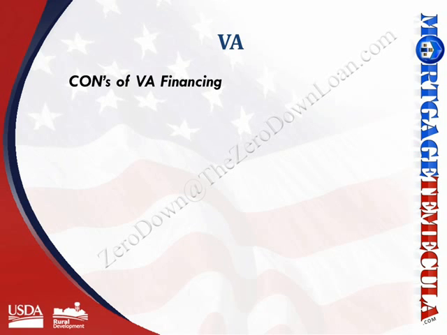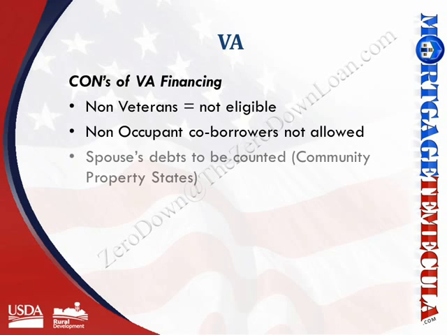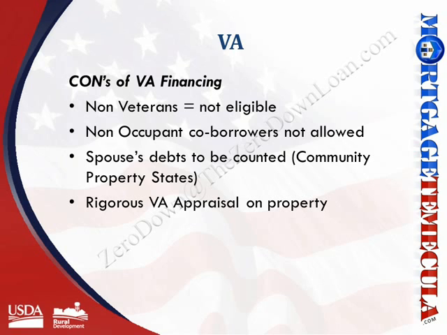Cons. What are some of the negatives with regard to VA financing? Only veterans or their spouses can be on the loan. No one else. You can't have a girlfriend, boyfriend, a family member, and you certainly can't have a non-occupant co-borrower, whereas you can with FHA. Now, in the community property states, the spouse's debts, just like with FHA loans we mentioned earlier, have to be counted and can lower the buying power.